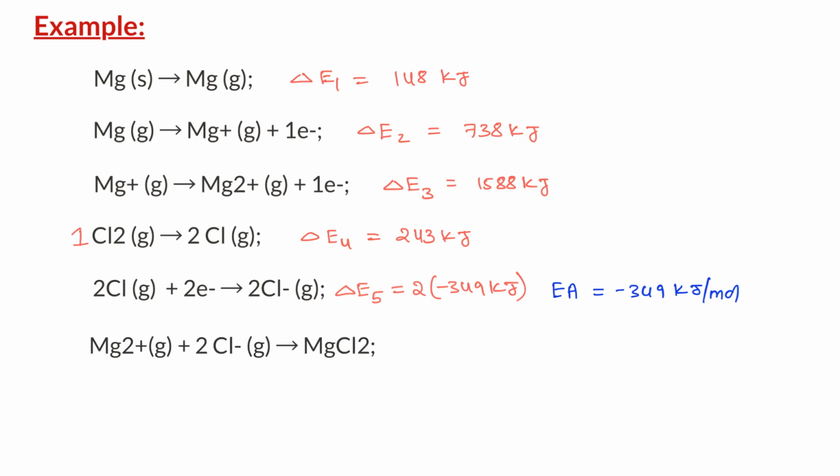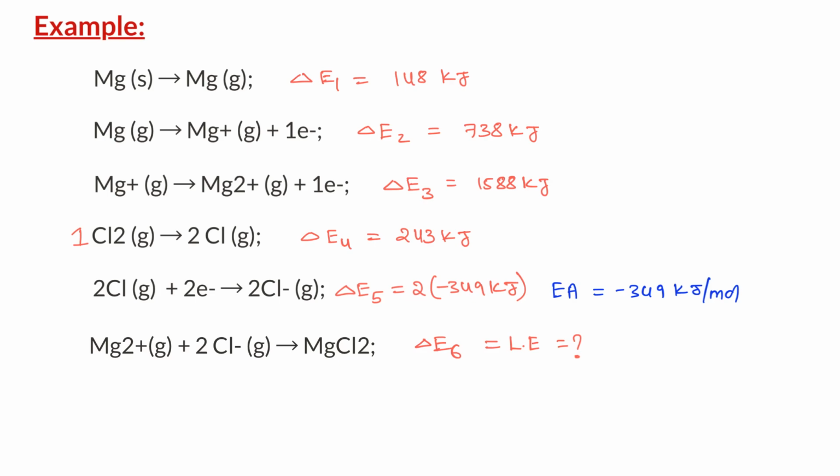Next, magnesium 2 plus in the gaseous phase combines with 2 moles of Cl- in the gaseous phase to form 1 mole of magnesium chloride. The energy change for this reaction, which is equal to the lattice energy, is not given.